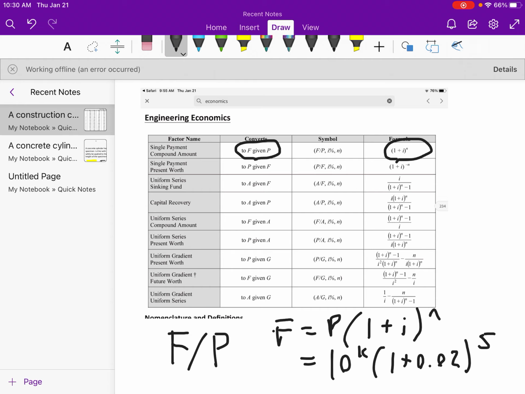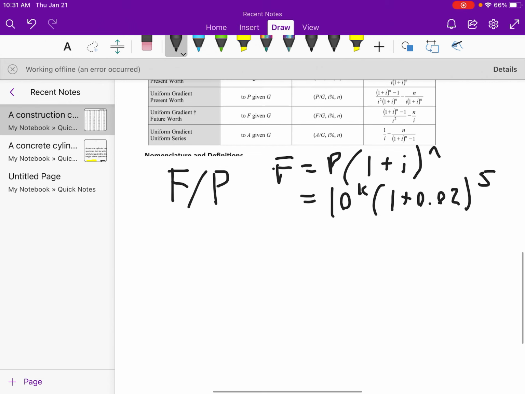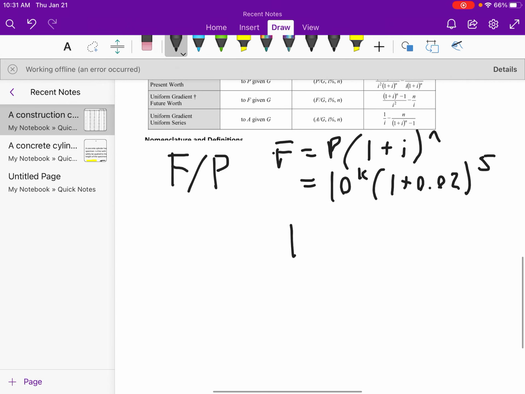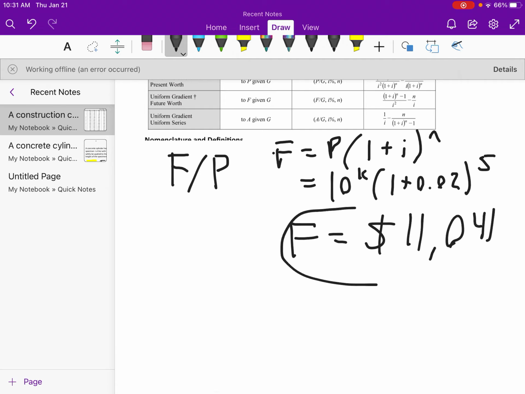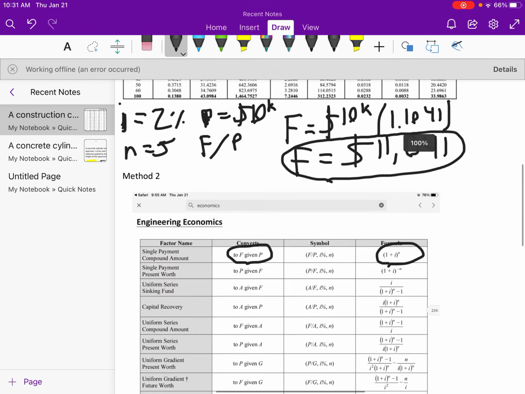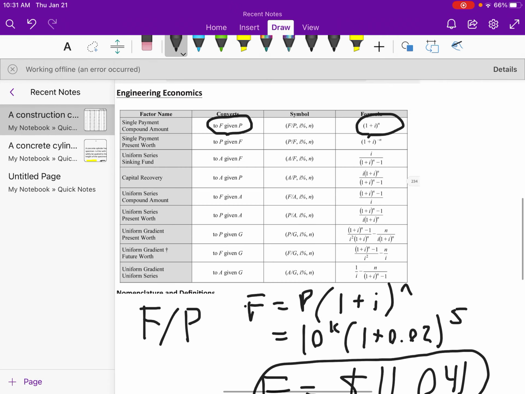And I'm going to punch this into the calculator and hopefully we'll get the same answer. And we did indeed get future value is $11,041. So let's verify that that's the same answer we got from method 1, and it is.